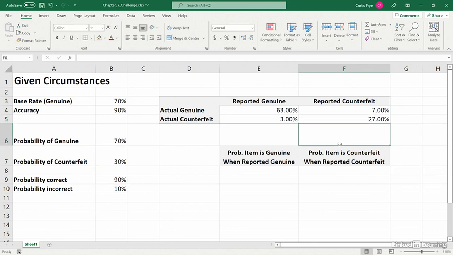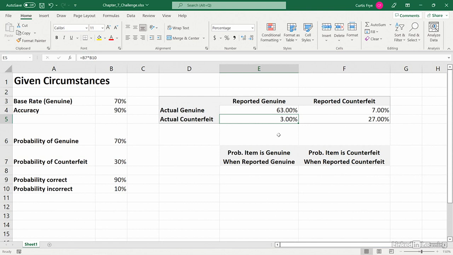And we can look at our values to make sure that everything lines up. So our correct guesses are 63% and 27% of the time. That's 90. That is our probability correct. And 7 plus 3 is 10. And that is the probability of the appraiser being incorrect.